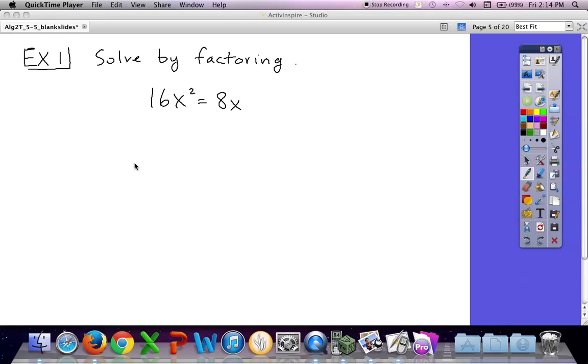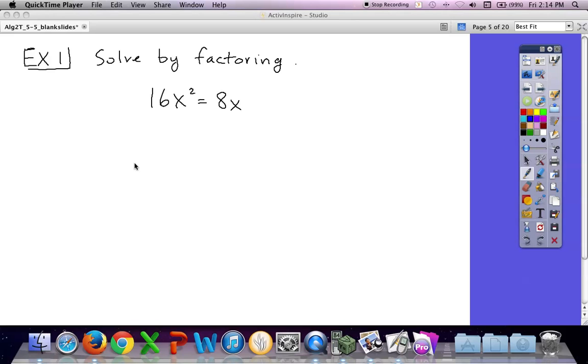Okay, is this in the correct form for us to start? What do I need to do to put it in the correct form? Simon? Move the what? Just the x? The 8x, right?